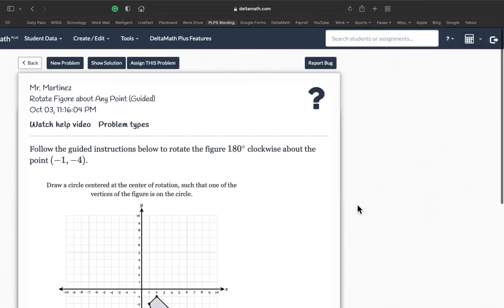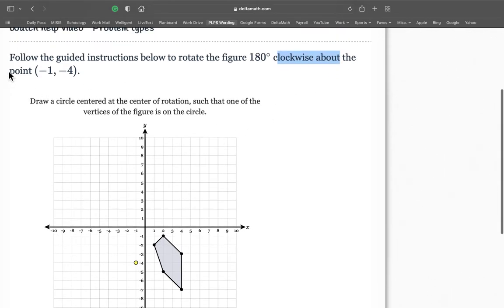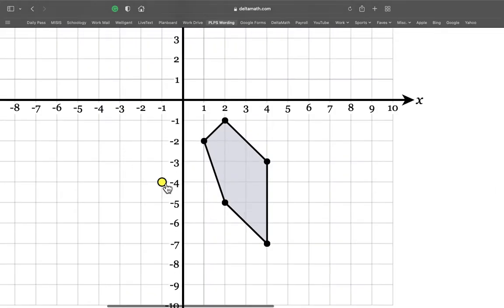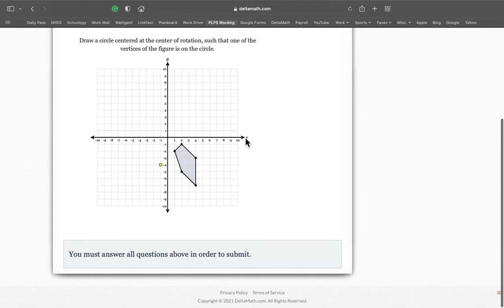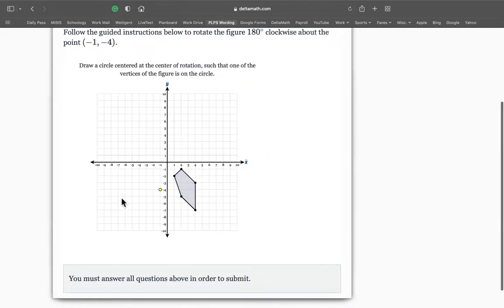Okay. So here we are, right? We're going to follow the guided rotation to rotate the figure 180 degrees clockwise about the point negative 1, 4. Now this one is different, you see? My yellow point is not at the origin, which is 0, 0. Remember, x goes first. It is at negative 1, negative 4. But from that, the steps are the same.